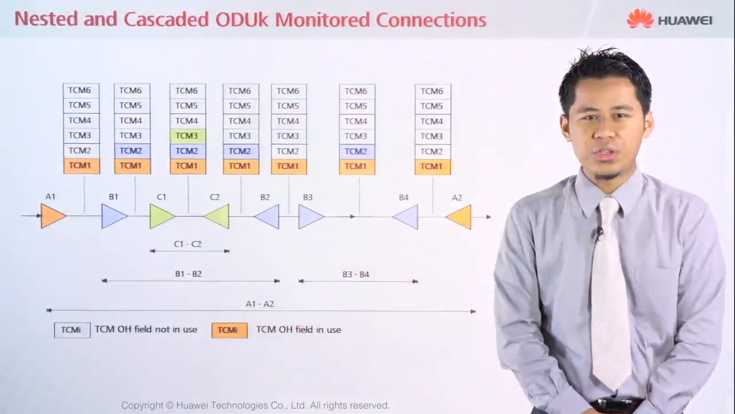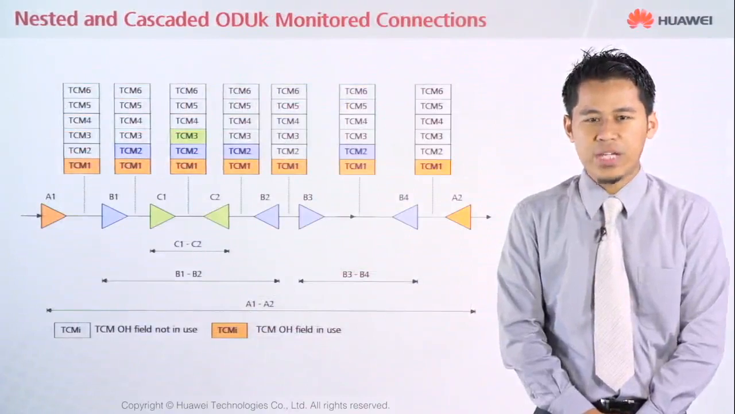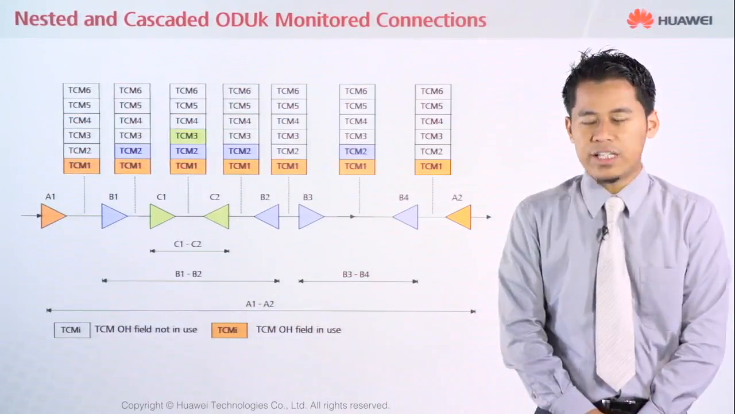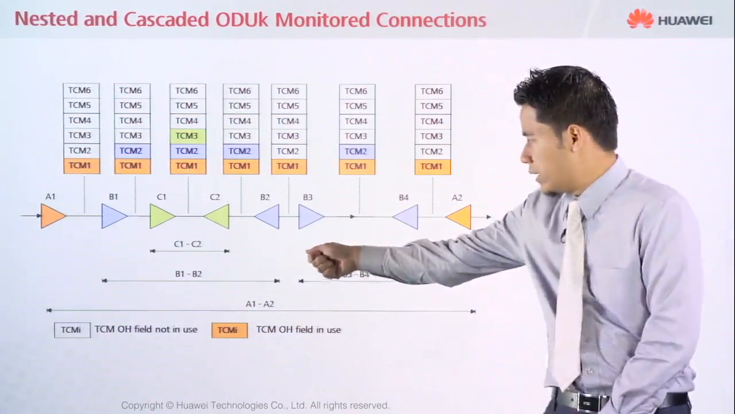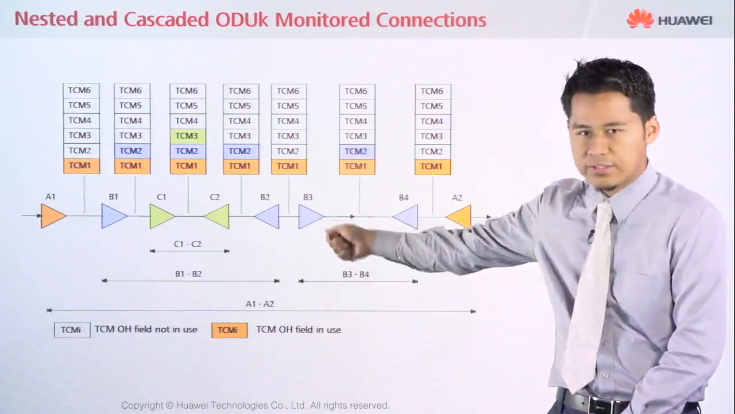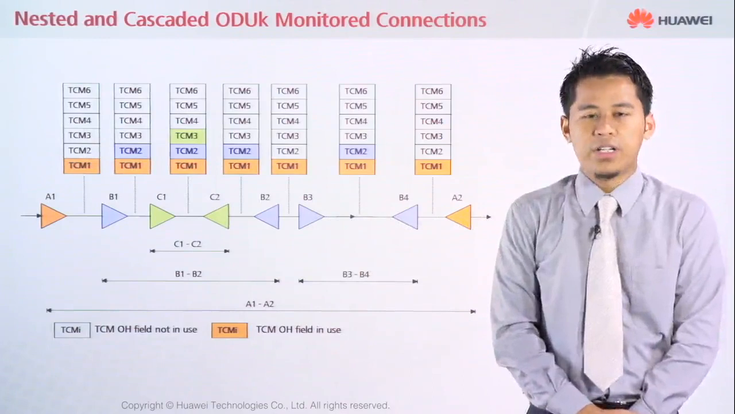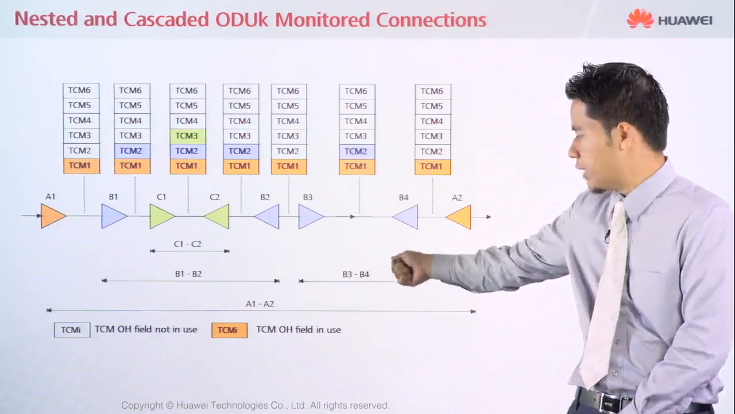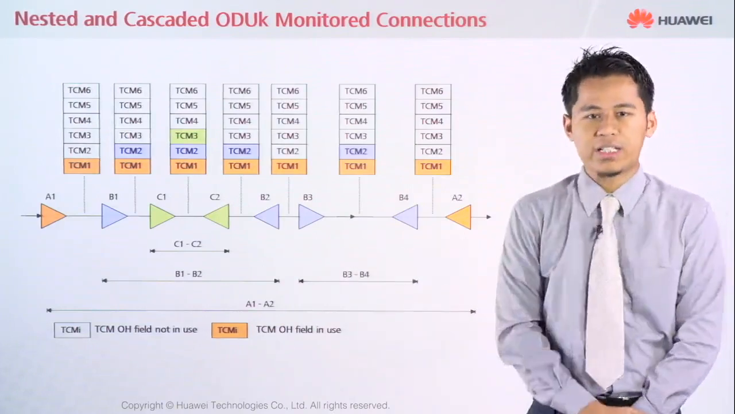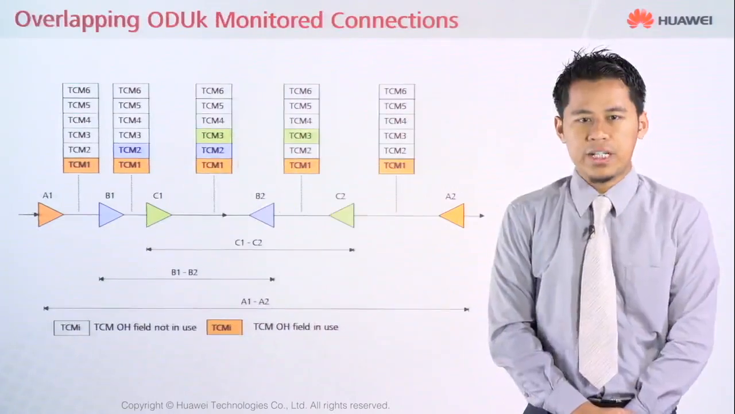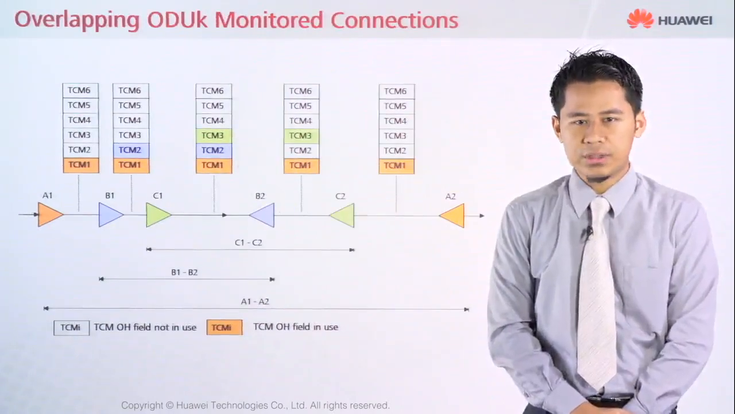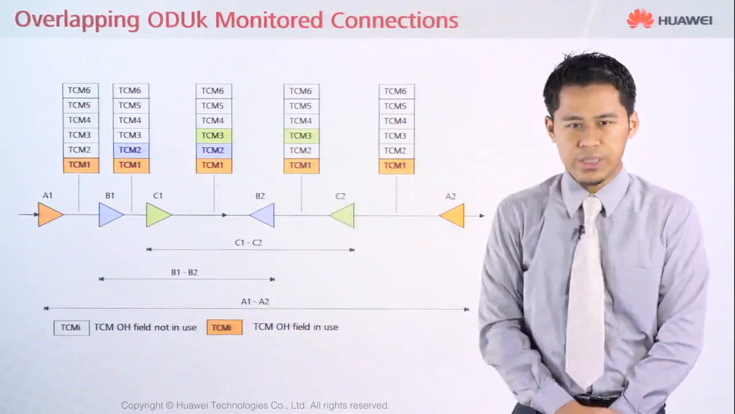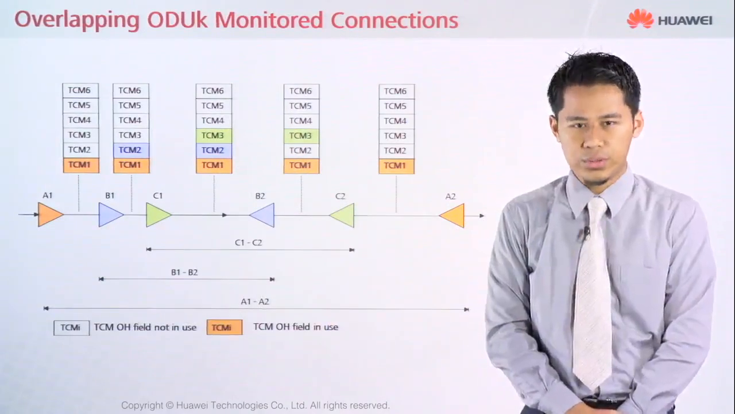Nested and cascaded ODUk monitored connections. Here we have tandem connection 1 until tandem connection 6. As you can see, nested means from B1 to B2, and they nest inside C1 and C2. That's what we call nested. For cascaded, which is near to near, it is from B1 to B2 and B3 to B4. That one we call cascaded ODUk. The next one is the overlapping ODUk monitored, which is from C1 to C2 combined with B1 to B2. That one we call overlapping ODUk.